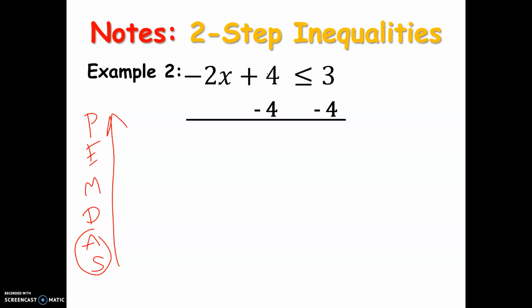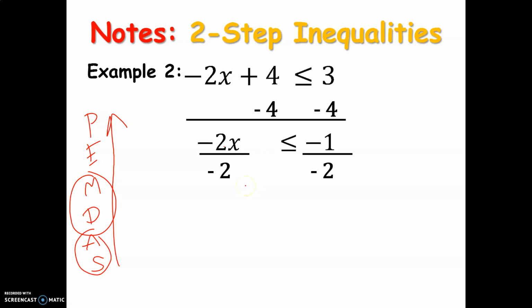Plus 4 and minus 4 make 0. 3 and negative 4 makes negative 1. This becomes negative 2x is less than or equal to negative 1. Then we ask ourselves, do we have any multiplication or division next to the x? And we do. We see that negative 2 is being multiplied to x. The opposite of multiplying by negative 2 is dividing, so we divide both sides of the equation by negative 2.